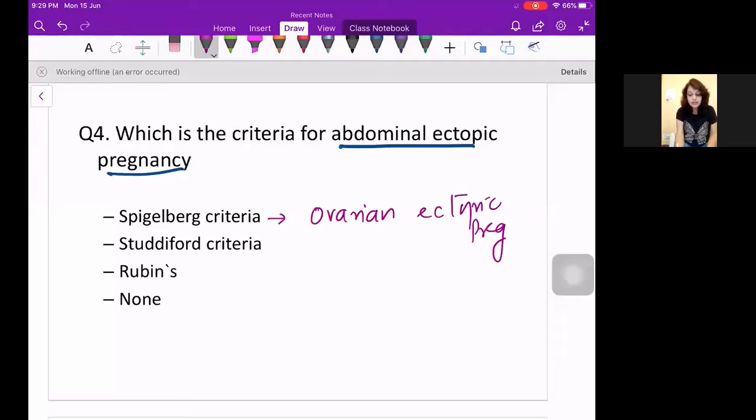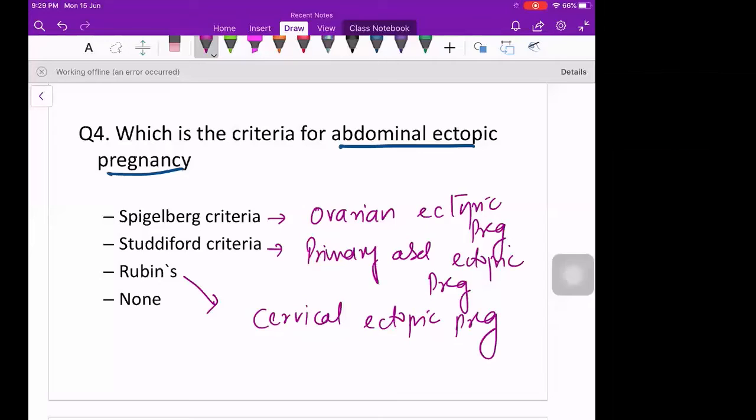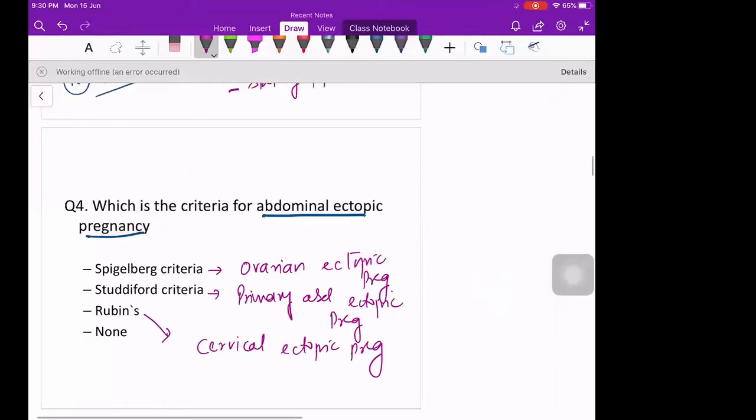Studdiford is the criteria for primary abdominal ectopic pregnancy. And Rubin's criteria is used for cervical ectopic pregnancy. So in the JIPMER PG exam 2018, they have asked about the Spiegelberg criteria, which is for ovarian ectopic, and in this AIIMS PG they have asked Studdiford criteria, which is for primary abdominal ectopic pregnancy.